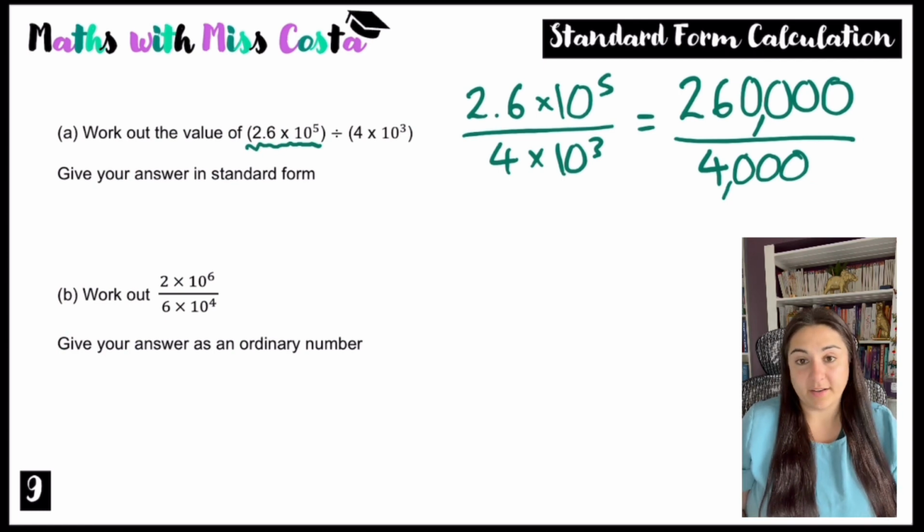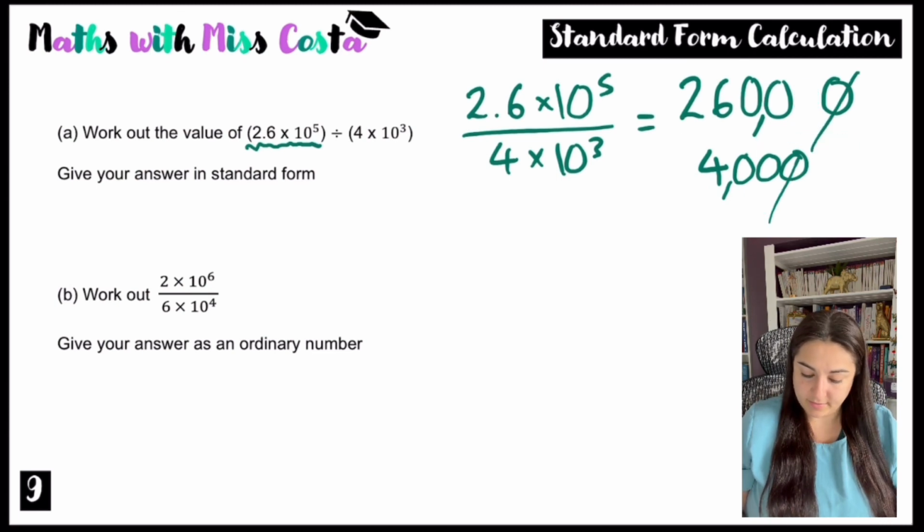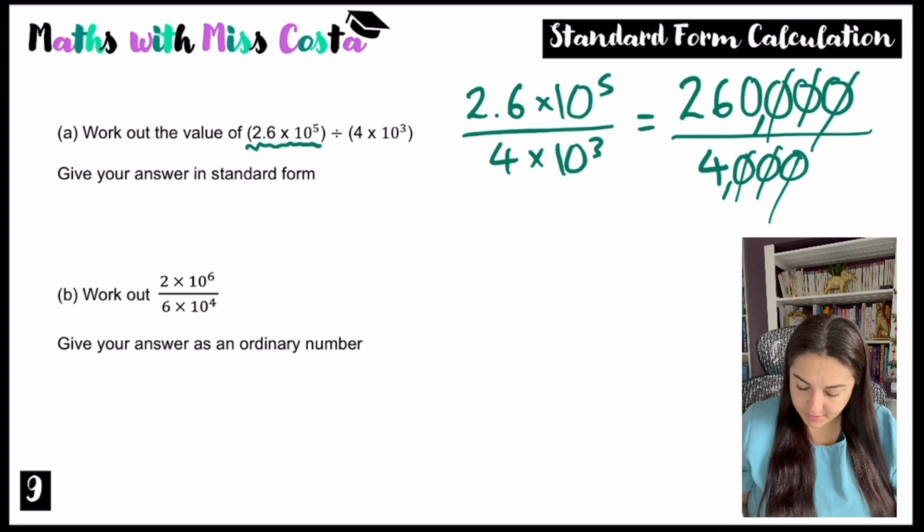And now what can I do? I can just divide. So divide by 10. I cancel those zeros out. Divide by 10 again. I cancel those zeros out. Divide by 10 again. I cancel that out. And I'm left with 260 divided by 4, which I can use the bus stop method for.